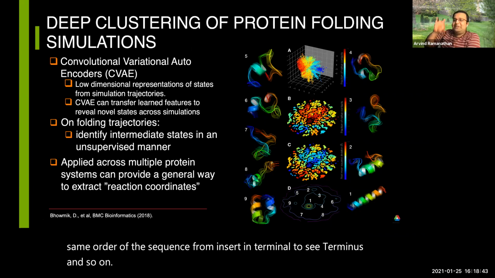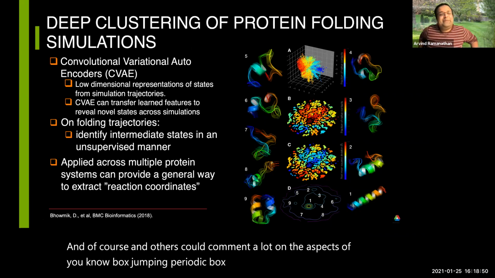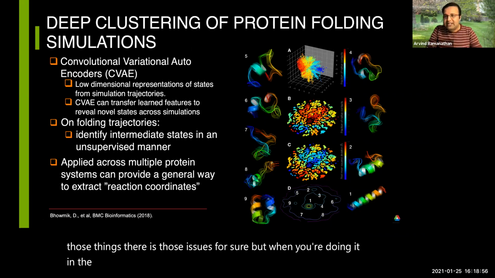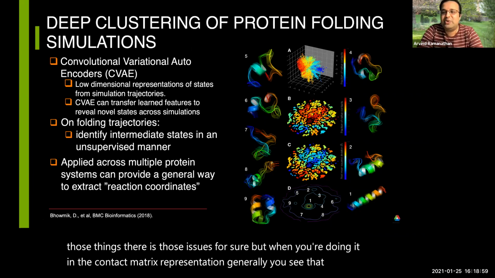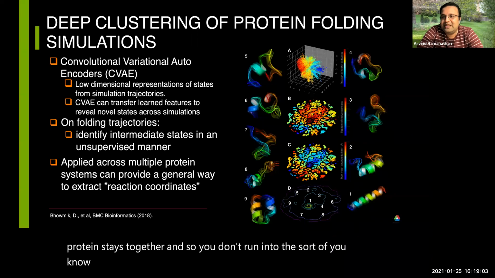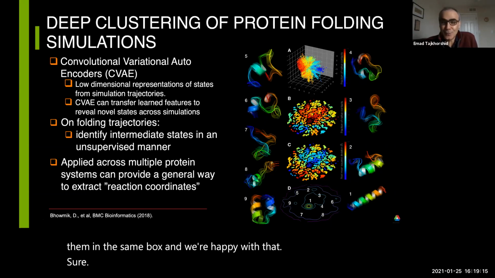And of course, others could comment a lot on the aspects of box jumping and periodic box boundary conditions. Those issues are there for sure. But when you're doing it in the contact matrix representation, generally you see that the protein stays together, and so you don't run into those issues with the whole system. So we tend to keep them in the same box, and we are happy with that. We're going to ask Anda to give us another, more detailed presentation on how the workflow works.